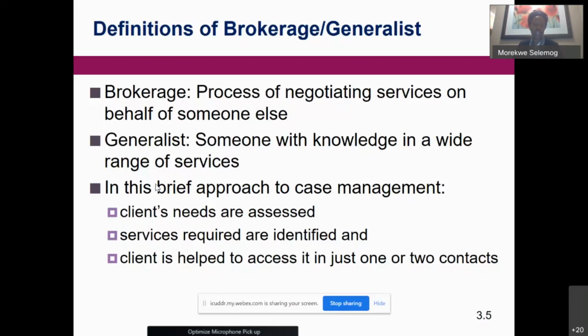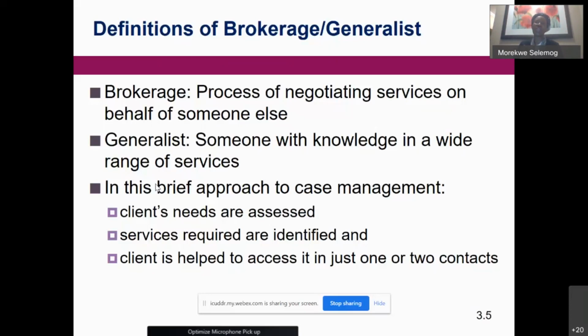And usually the generalist is somebody with knowledge in a wide range of services. So when you have a case manager using this kind of model, the person has wide knowledge of the range of services available in the community, but they are not necessarily an expert in a particular service.